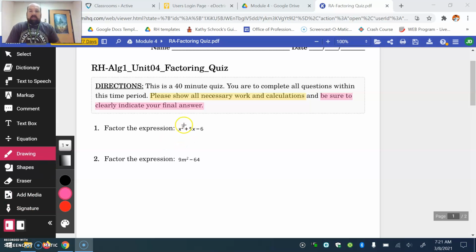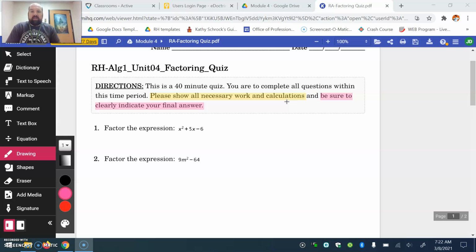Right away, let's take a look at the directions at the top. I've highlighted two important details you need to make sure you pay attention to. One, please show all necessary work and calculations. If all you provide is an answer, first of all, you will not get full credit. You need to show at least one step for pretty much every single one of these problems.